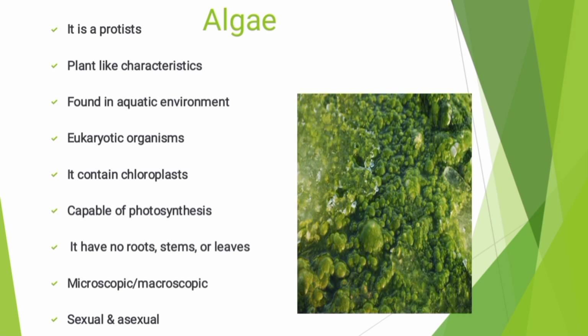Chloroplasts are plant cell organelles that convert light energy into relatively stable chemical energy. Algae are capable of photosynthesis and produce their own food. They have no roots, stems or leaves. They can be seen by both microscopic and macroscopic methods. Algae reproduce by two different methods, namely sexual and asexual.